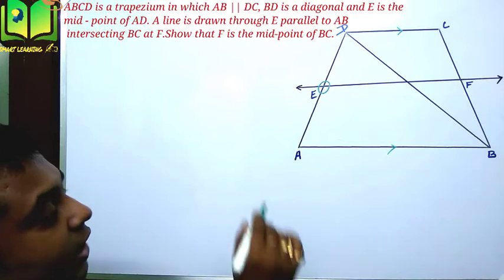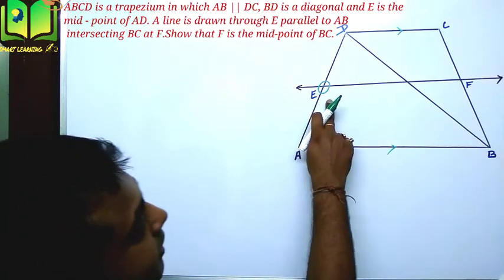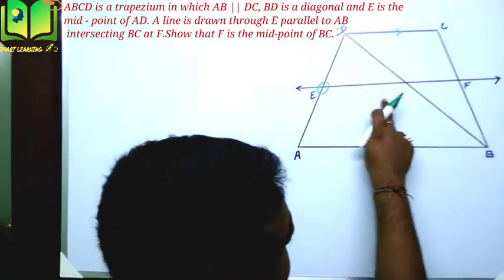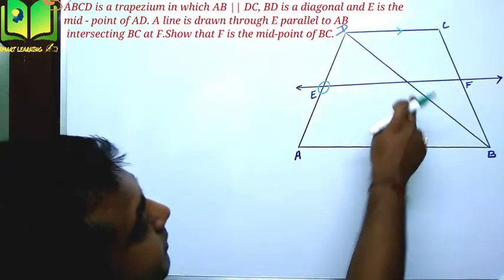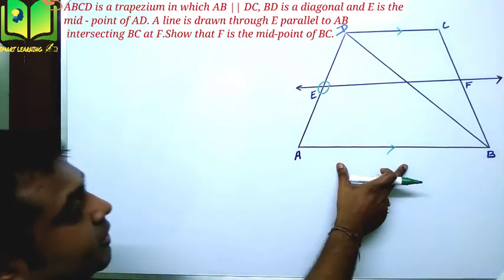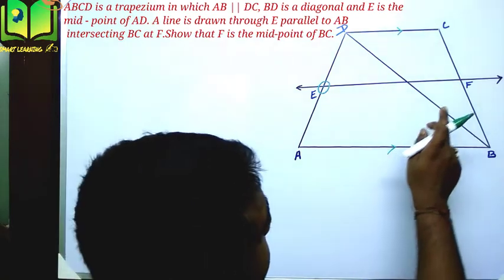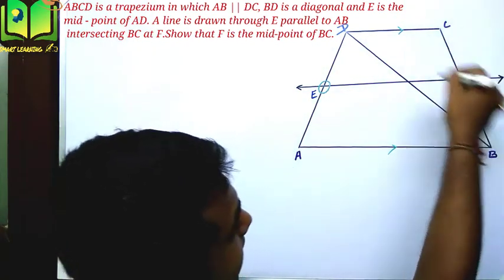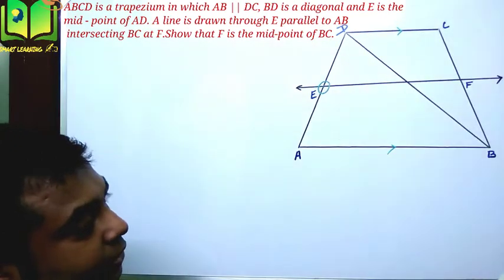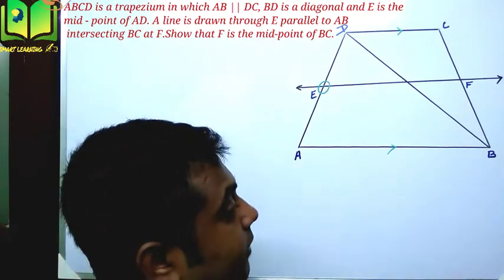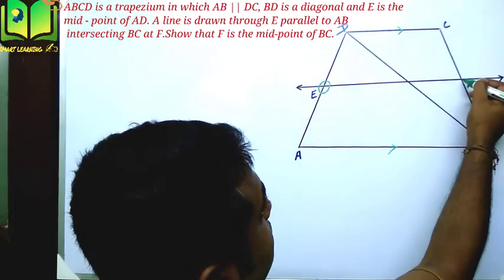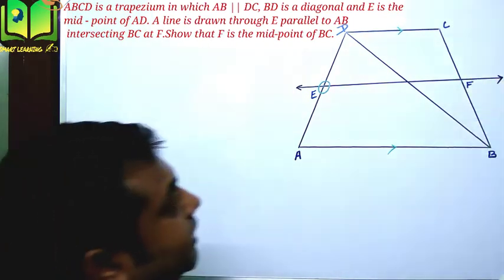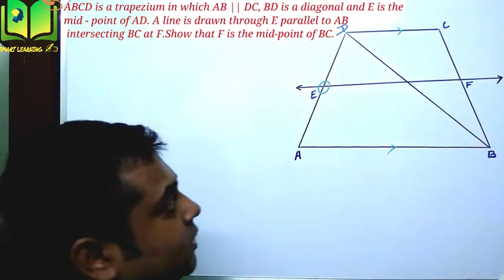We have to show that the line which is passing through point E and parallel to AB touches the point F, and F is the midpoint of BC. That means we have to show this point F is the midpoint of BC.